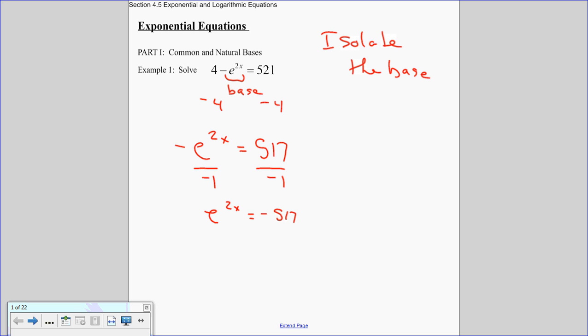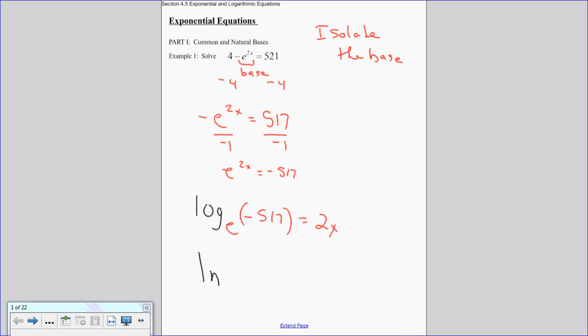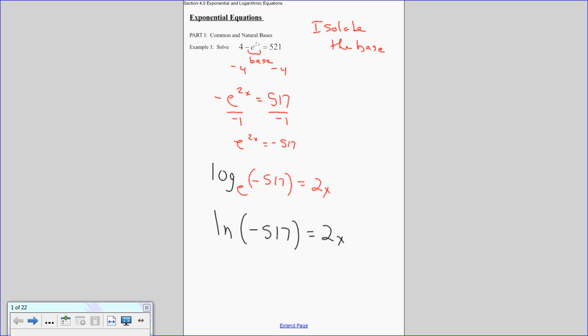Okay. And so then this is what we learned, what, 3 days ago? 3 days ago I stood in front of you and said, I've got to be able to change an equation, an exponential form, into a logarithm. So let's do that. This is log base e. So that base is e of negative 517 is equal to 2x. And so we can also write this as the natural log of negative 517 is equal to 2x. And then let's divide by 2. So x is the natural log of negative 517 all over 2. So that's what we're doing today.